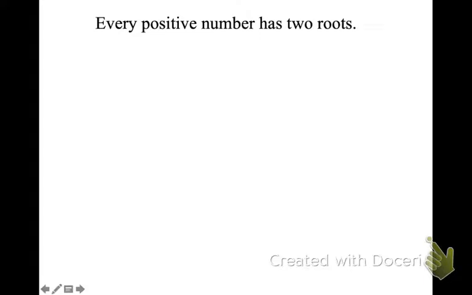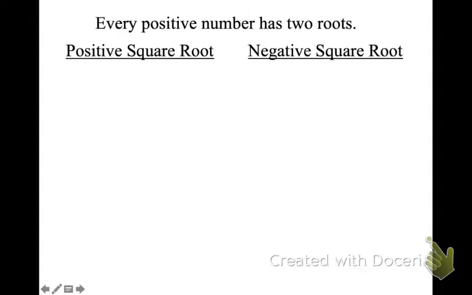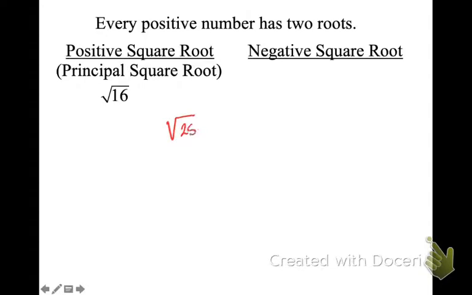Every positive number has two roots. It has a positive square root, or principal square root, and its negative square root. Generally, when you see a square root sign, as in the square root of 16, we're talking about the principal square root. That's what we call the principal square root, okay?